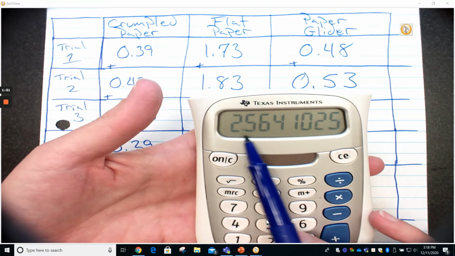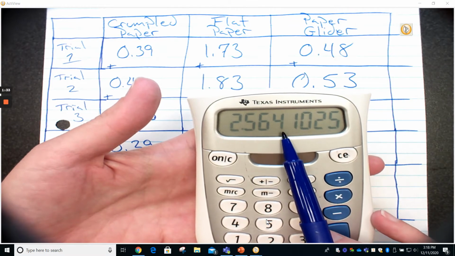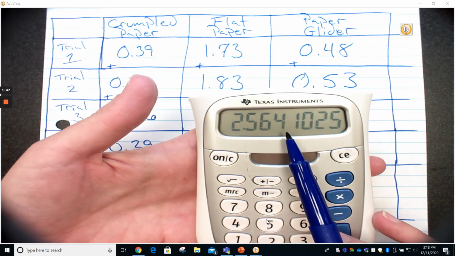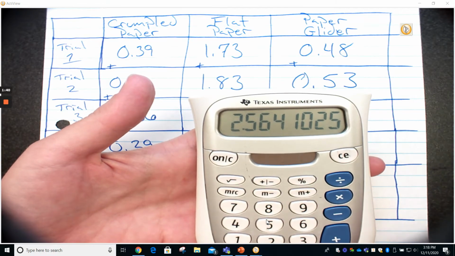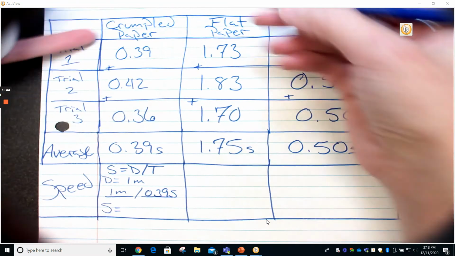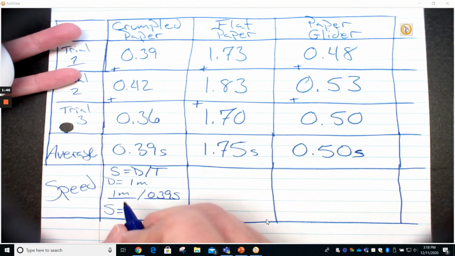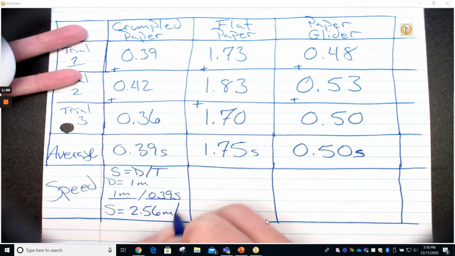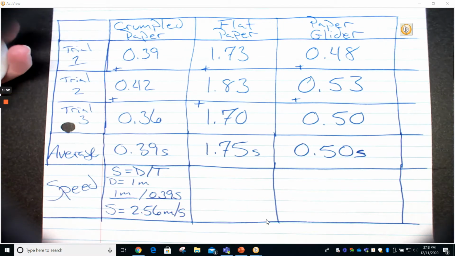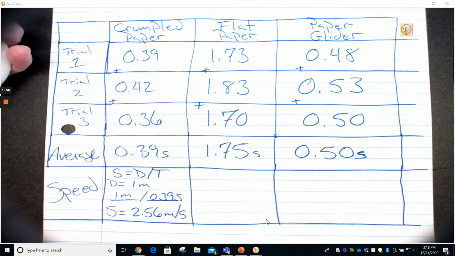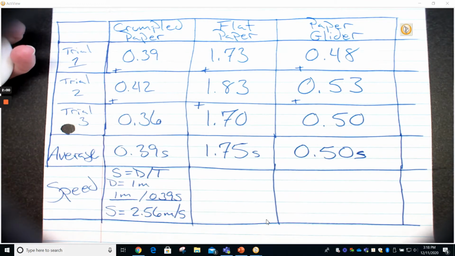We've got 2.564. Is that 4 going to change to 6? No, it's not, because it's a 4 or less. It's going to let it rest, right? Okay, so our speed for the crumpled paper is 2.56 meters per second. Don't forget to pull your units down. We can't have willy-nilly numbers hanging around. We've got to have our units on there because this is science class, right?